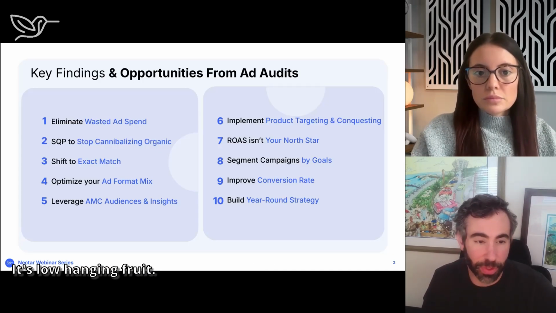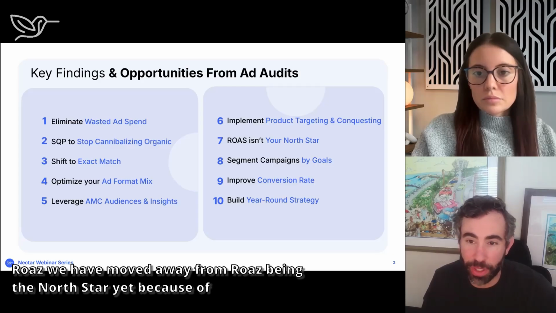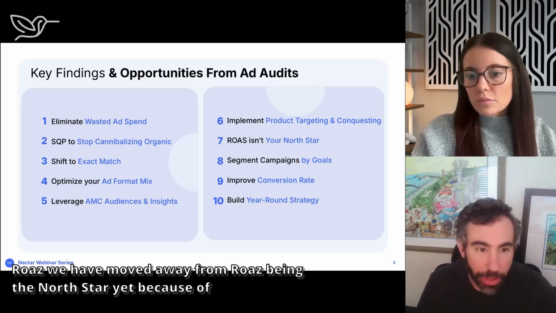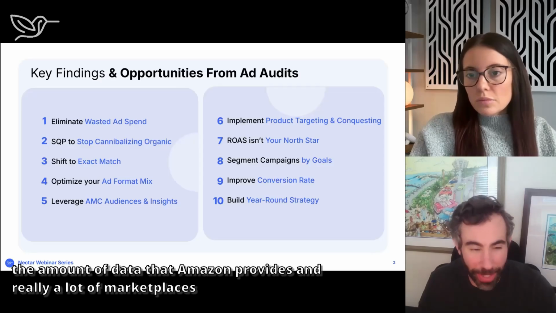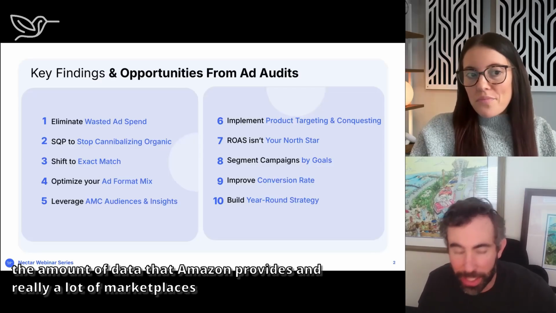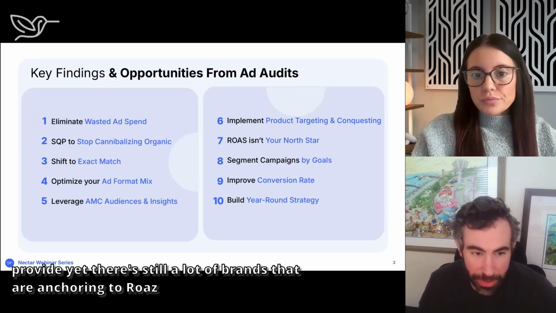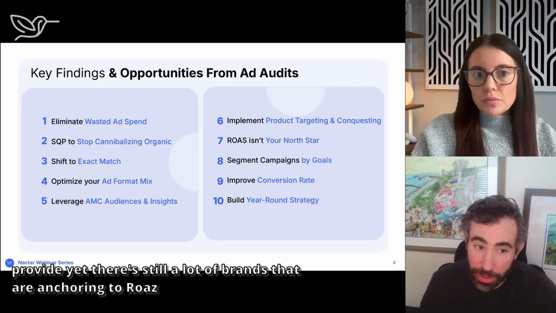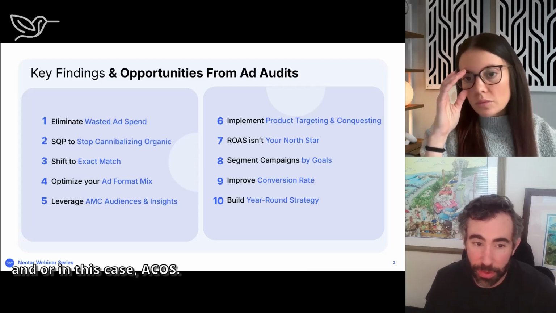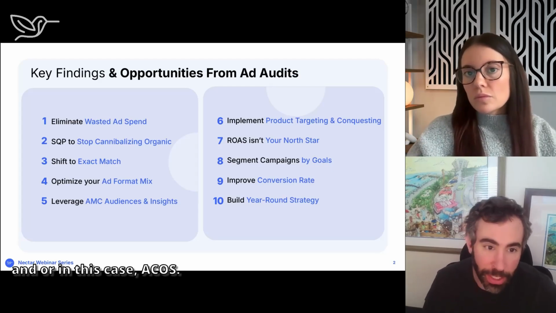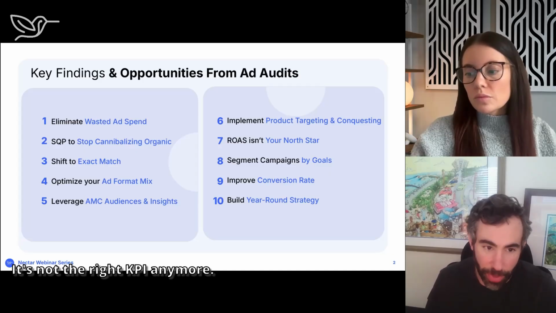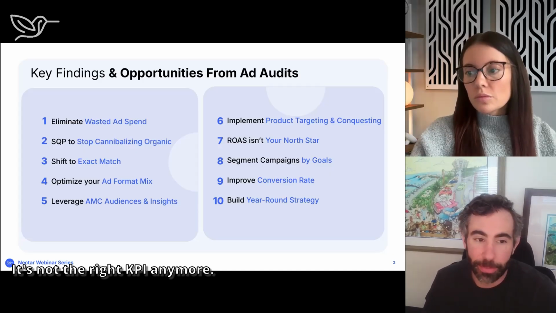It's low-hanging fruit. ROAS. We have moved away from ROAS being the North Star because of the amount of data that Amazon provides and really a lot of marketplaces provide. Yet there's still a lot of brands that are anchoring to ROAS or in this case, ACOS. It's not the right KPI anymore.